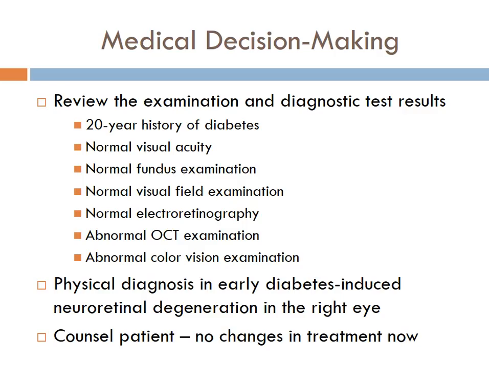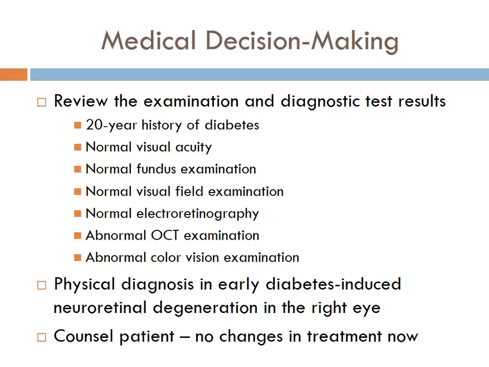So now I've got to review all of the information. I've got to review the patient's history. He's got a 20-year history of diabetes. He had normal acuity, a normal fundus exam appearance, a normal threshold visual field, and a normal electroretinogram. He had an abnormal OCT and an abnormal color vision test. Two things abnormal. If you count the 20-year history of diabetes, he's got three things that are abnormal. I think that's enough. Two maybe would have been, maybe three's enough to where I could say there's correlation. There's probably something going on.